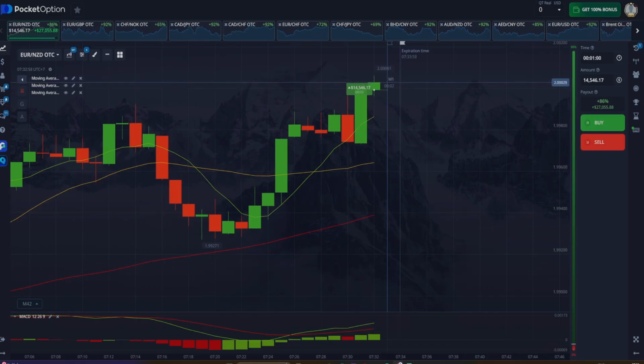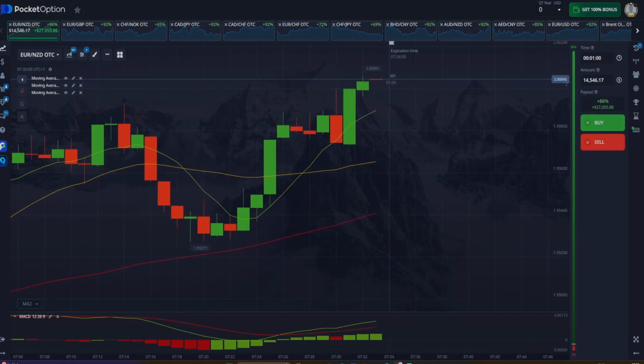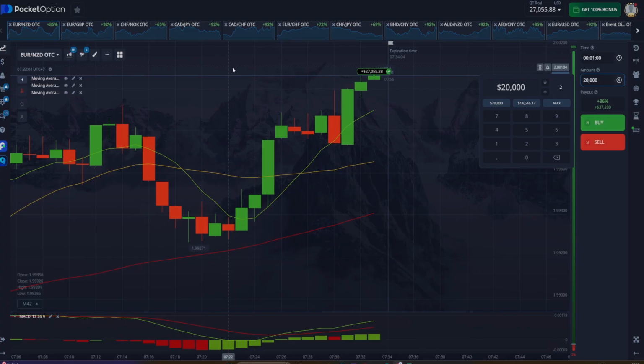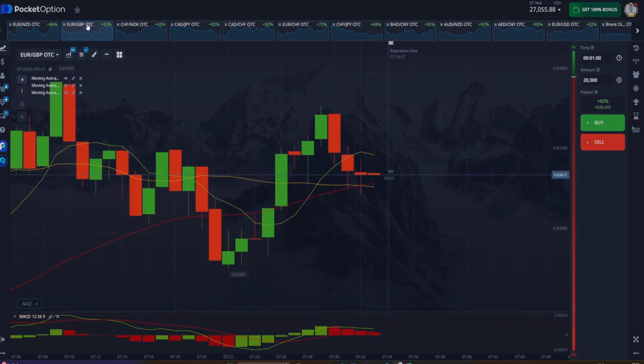The price continued to rise exactly as expected. Trade closed in profit. Okay, the market is still open, so we'll continue scanning for the next opportunity.